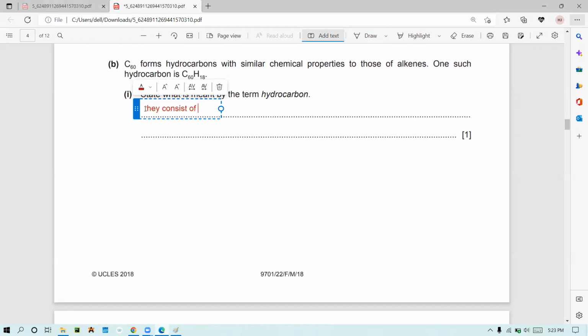They consist of only carbon and hydrogen. Or as you can say, they are compounds, they are substances that consist of only carbon and hydrogen. Okay.